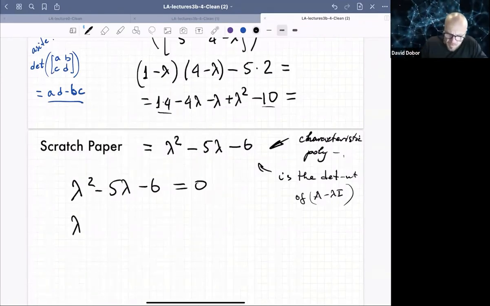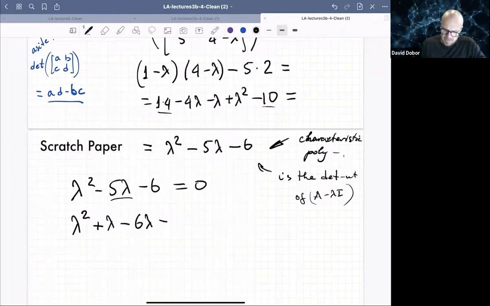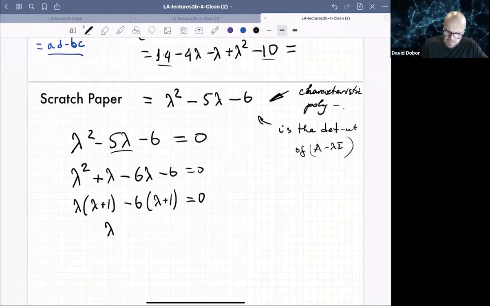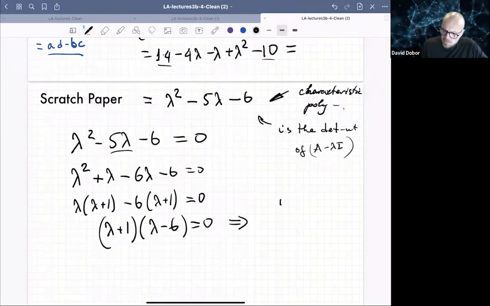just have it. But lambda squared, I can just simply see that, well, if I make this minus 5 lambda into plus lambda and minus 6 lambda, right? Minus 6 equals 0. This is going to be lambda times lambda plus 1, and this is going to be 6 times lambda plus 1. Okay, admittedly, it's just a bit of algebra, but I'm looking for the roots of the polynomial. It's going to be lambda plus 1 times lambda minus 6 equals 0, from which I get the roots.